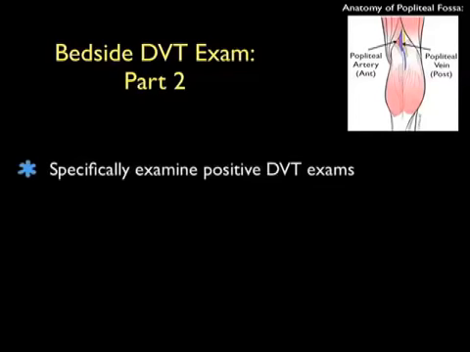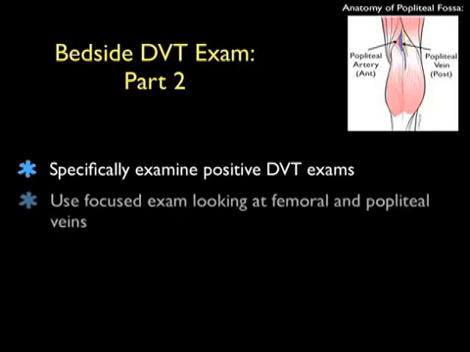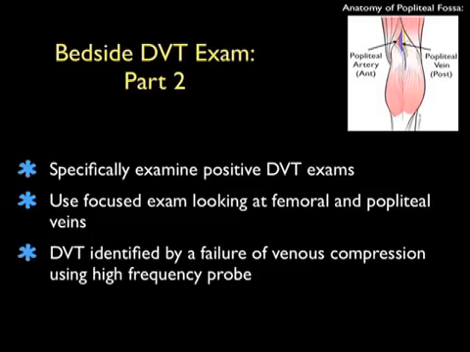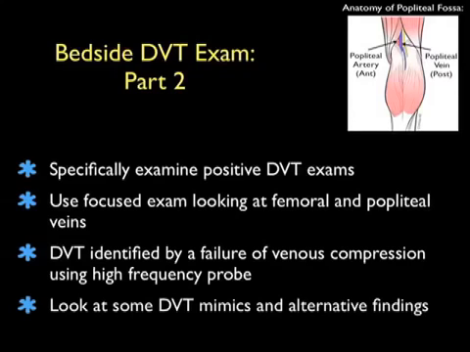Welcome back to SoundBites Ultrasound and part 2 of the bedside DVT ultrasound evaluation. Hopefully you've had a chance to complete part 1 of the module prior, looking at the normal anatomy of the leg veins and normal compression examination looking for a DVT. In this module, part 2, we'll specifically examine positive DVT examinations using the focused exam to look at the femoral and popliteal veins. A DVT will be identified by a failure of venous compression using the high-frequency probe. We'll wrap up the module by looking at some DVT mimics and alternative findings that you may encounter on bedside ultrasound examination of the leg.